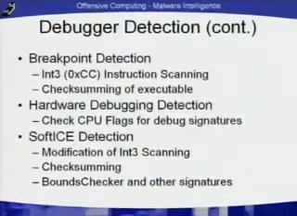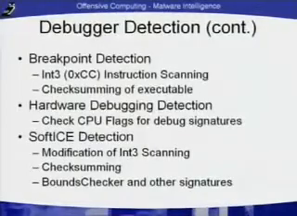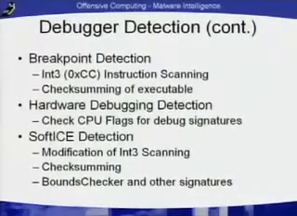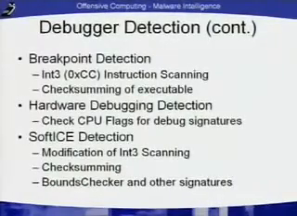A lot of people used to use a tool called SoftICE for doing binary analysis, and it's a pretty good tool. It's been discontinued, and there's a lot of ways to detect SoftICE. There's a ton out there on the internet. Same things, checksumming, int3 scanning. There's a BoundsChecker signature that works pretty good for SoftICE.